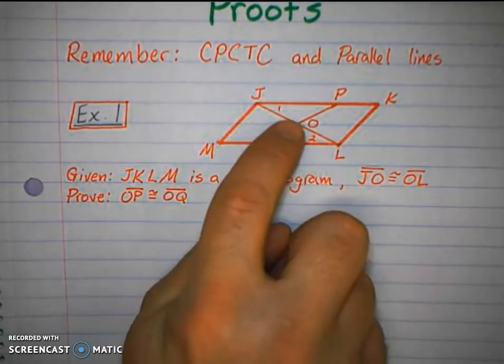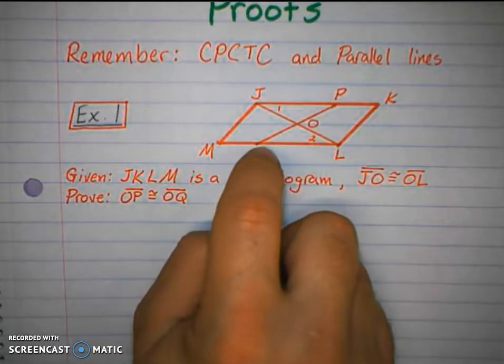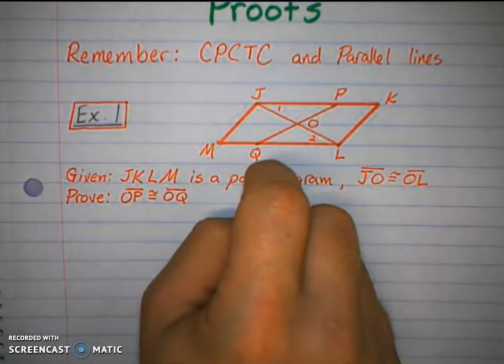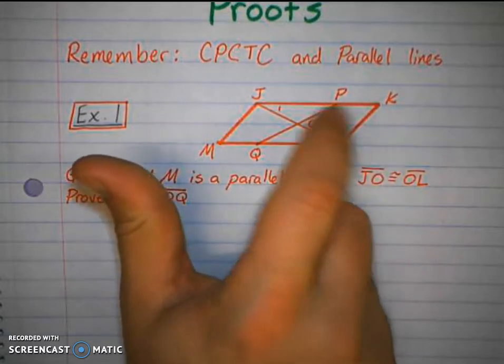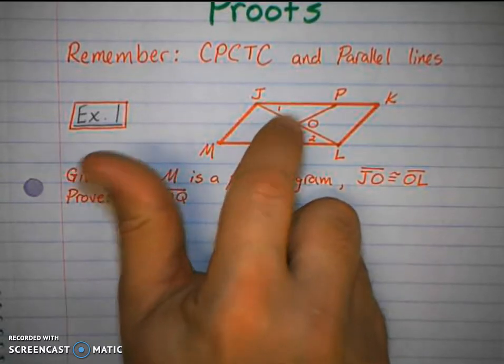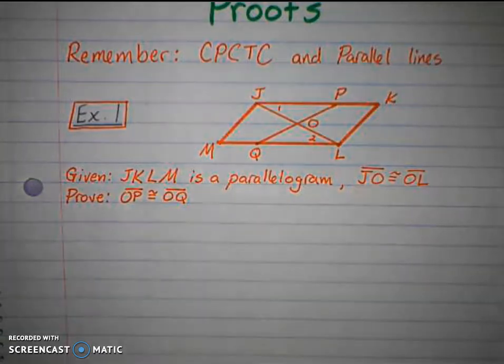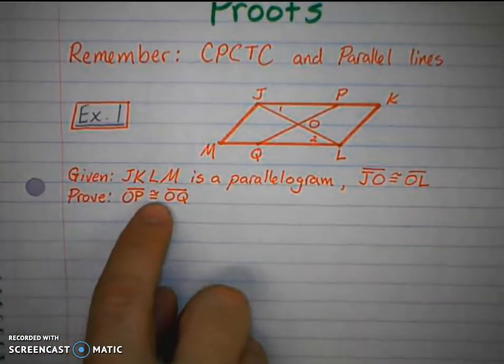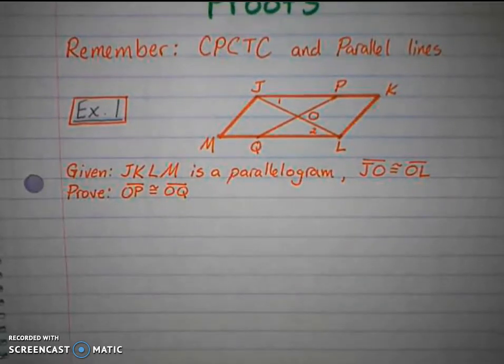All right, I've marked angles 1 and 2. O is where these 2 lines intersect, but QP is not a diagonal. QP just intersects a little bit differently, and it does intersect right there at point O, which is about the middle of the parallelogram. So that's how you can draw that. And then copy down the given information and what it is that we're supposed to prove. All right, if you need any more time, again, like I said, pause the video. Otherwise, let's go ahead and take a look at our proof.